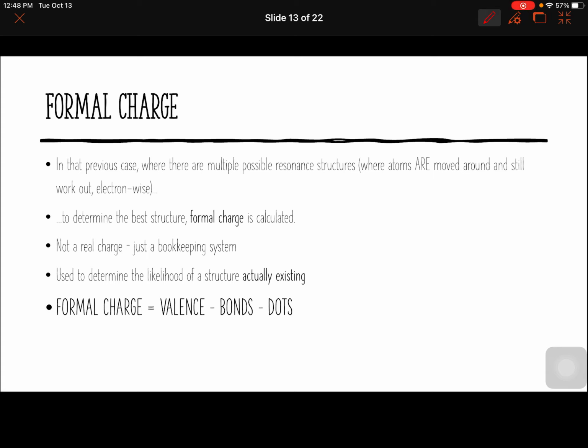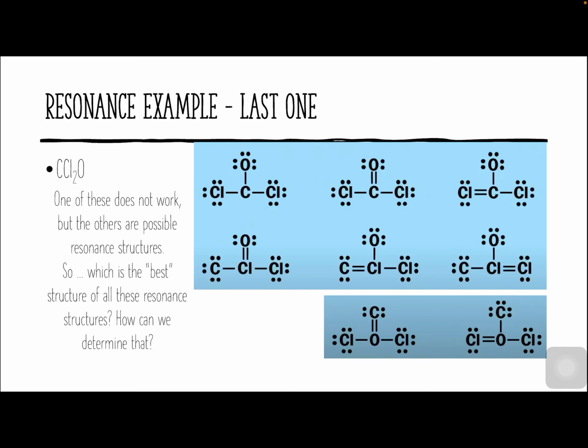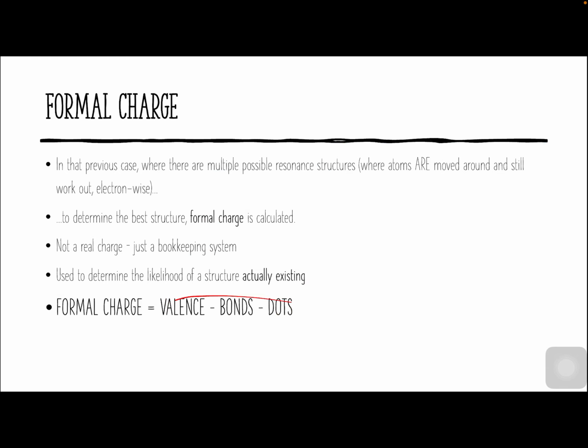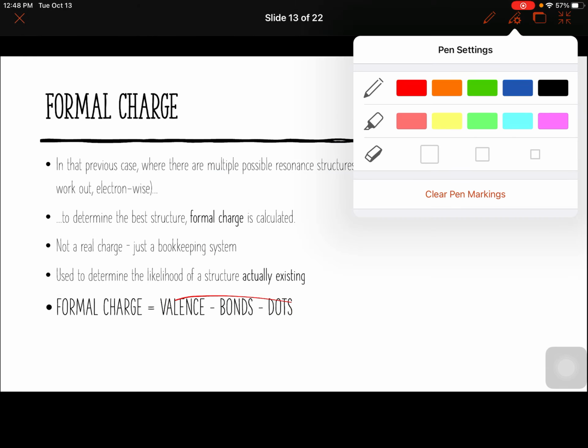The last example I went over in the prior portion was for this sort of situation where you do have different possible atom arrangements as well as different possible electron arrangements. And you need to determine which is the most valid structure. That's where this concept of formal charge comes in.